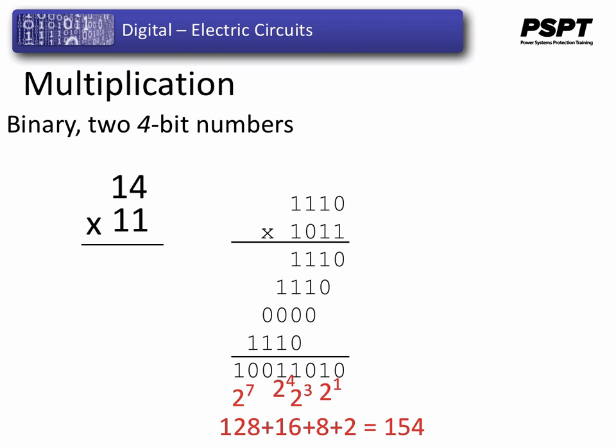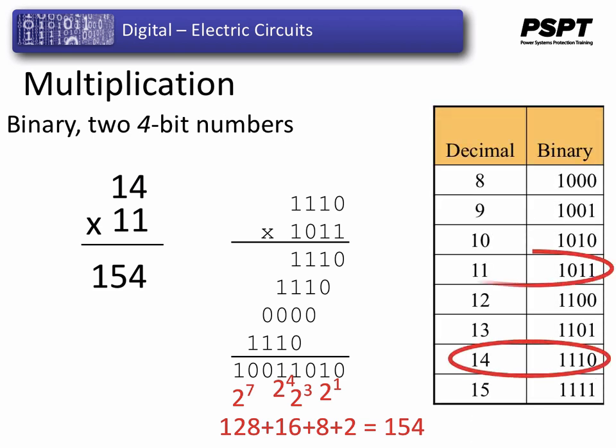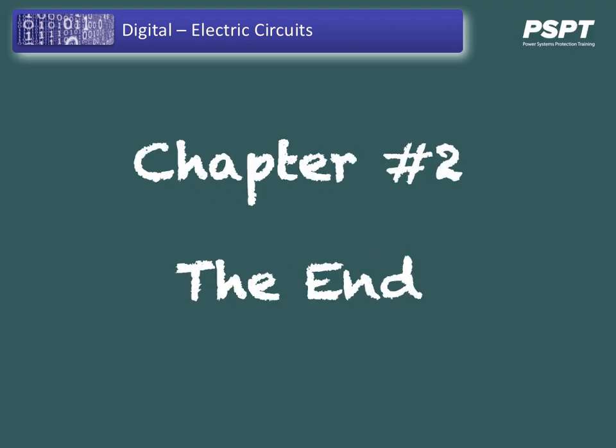The numbers that we started with, 1110 is 14, 1011 is 11, and you multiply 14 times 11, and you come up with 154. So no big surprise that our theory of our rules for multiplication check out. This ends Chapter 2.